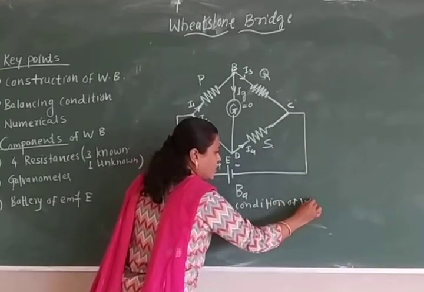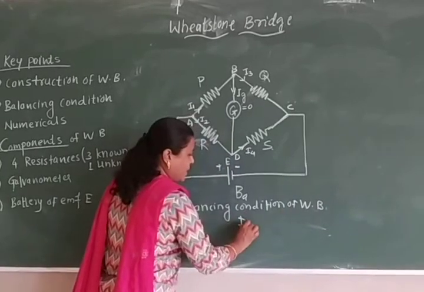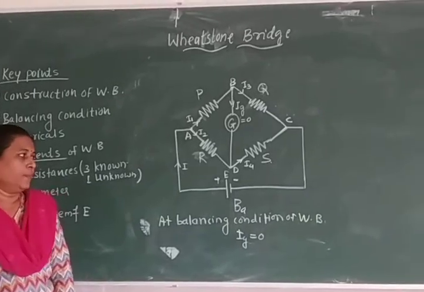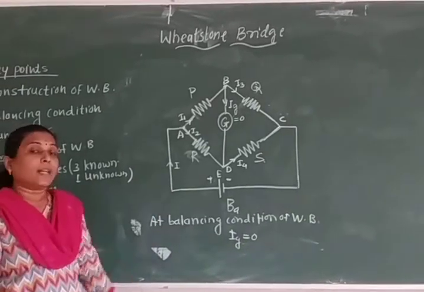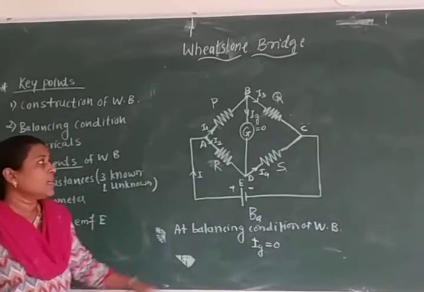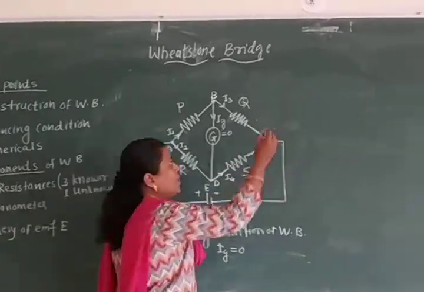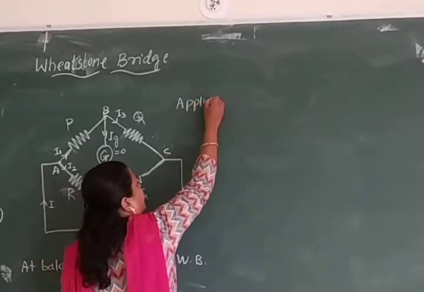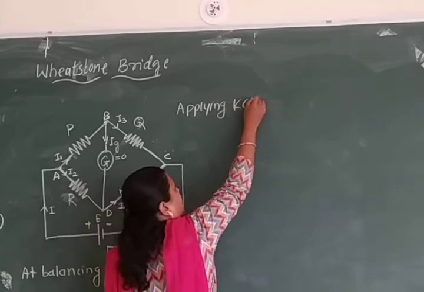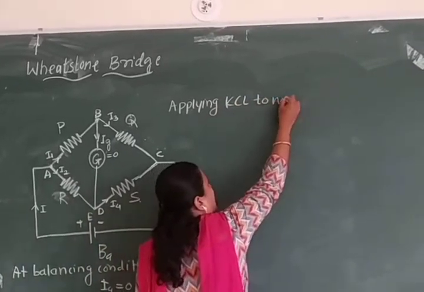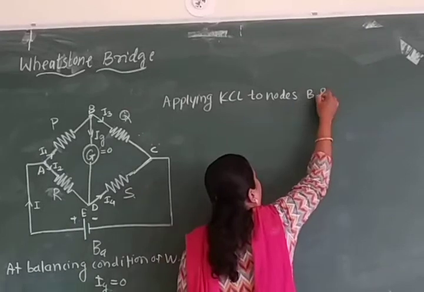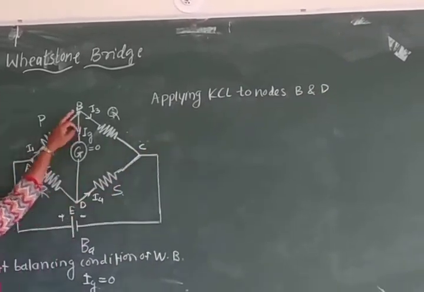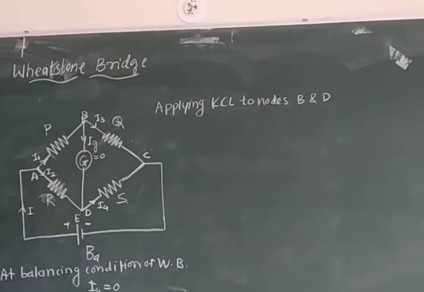Of Wheatstone's bridge, Ig must be equal to 0. Now, we have to derive the balancing condition for this Wheatstone network. We have to use two laws. First, applying Kirchhoff's current law to nodes B and D.